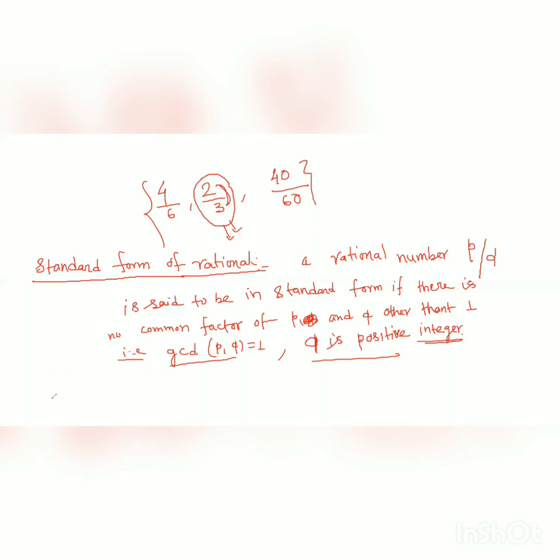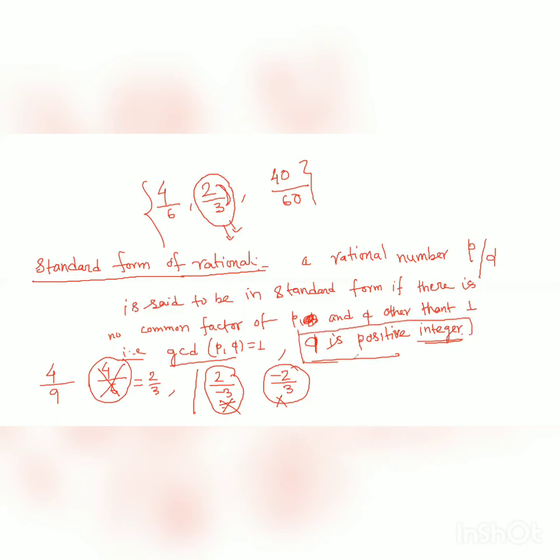Let us take some examples of standard form. I am taking 4 by 9. This is in standard form. But 4 by 6 is not in standard form, because we can simplify it to 2 by 3. Now take 2 by minus 3. This is not in standard form because the denominator is not positive. But minus 2 by 3 is in standard form. So remember that q is positive. This is a very important point for standard form.